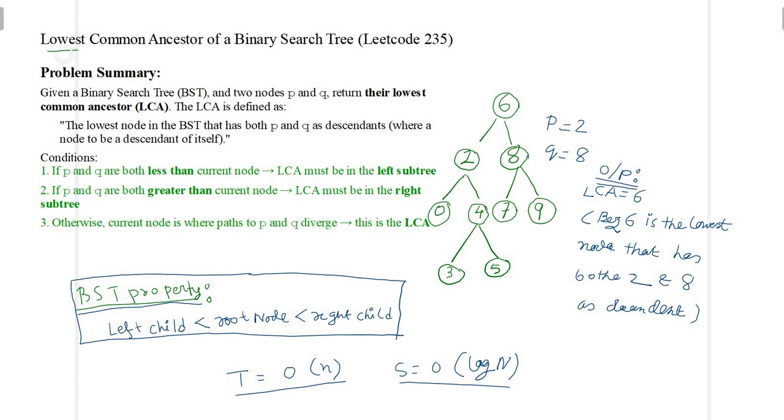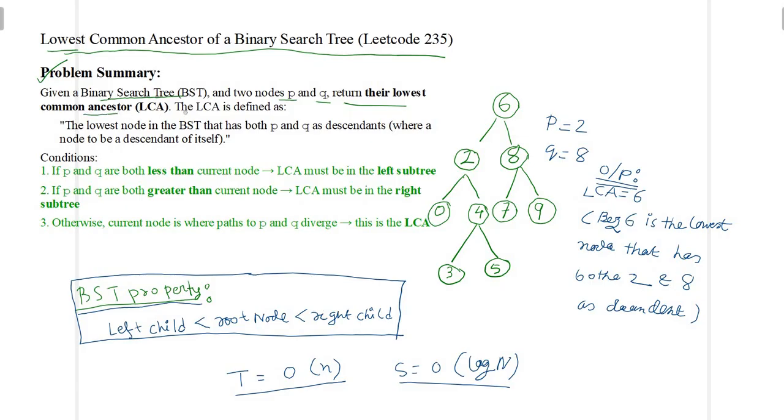So we start with a new problem. The problem statement is based on the lowest common ancestor of a binary search tree, which is actually LeetCode problem 235. So the problem statement is given like this. Given a binary search tree, BST, and two nodes P and Q, we need to return the lowest common ancestor, that is LCA.